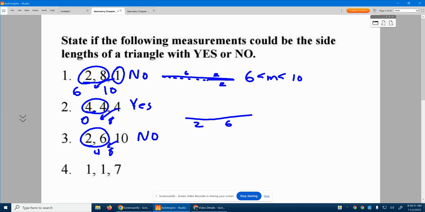And finally, 1 and 1, subtract them, 0, add them, 2. Does 7 fit there? Big fat no.